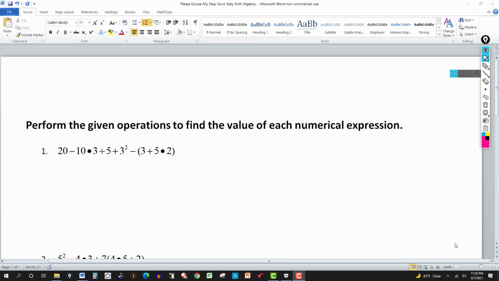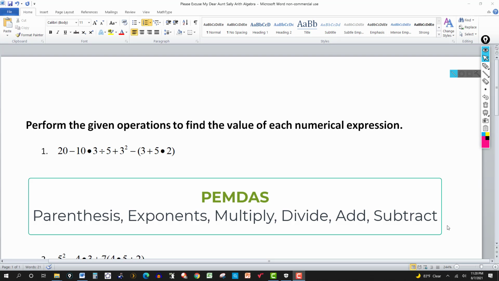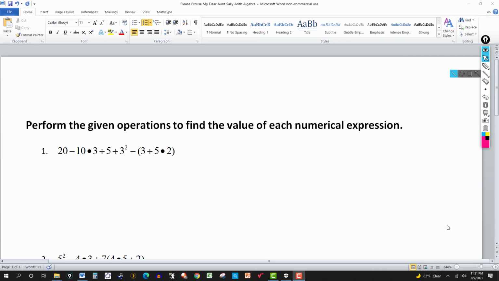In this video, we're going to simplify some numerical expressions using order of operations. And there's an acronym with the letters PEMDAS, where the P stands for parentheses, E stands for exponents, M stands for multiply, D stands for divide, A stands for addition, and S stands for subtraction. Some people use the phrase, please excuse my dear Aunt Sally, to remember the P, the E, the M, the D, the A, and the S for the specific operations.